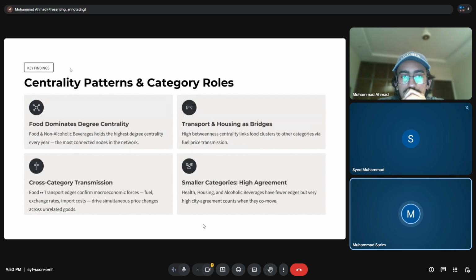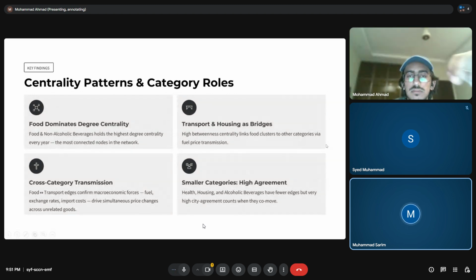And furthermore, if we consider the cross-category transmission, after building the graph, we checked each edge and how they were related to each other. We consistently saw that 60 to 70% of edges are within the same category, where same-category items move together, meaning that, as I said before, if food prices move, then others tend to follow. Whereas the other category items also differentiate due to cross-category transmission.